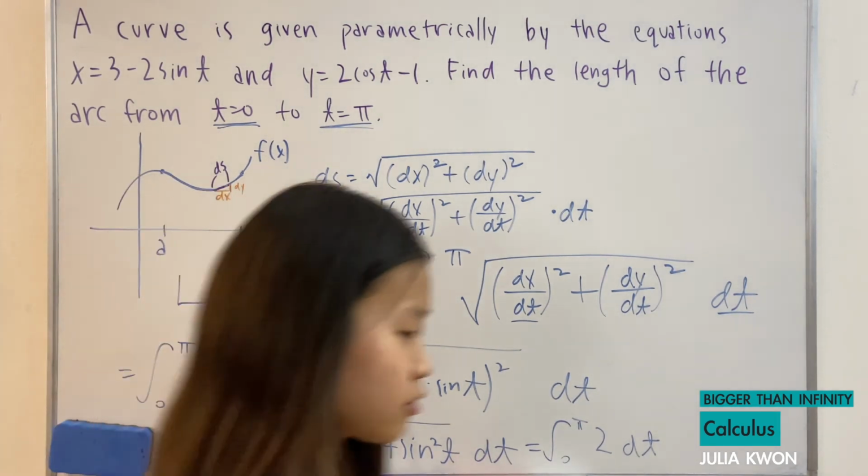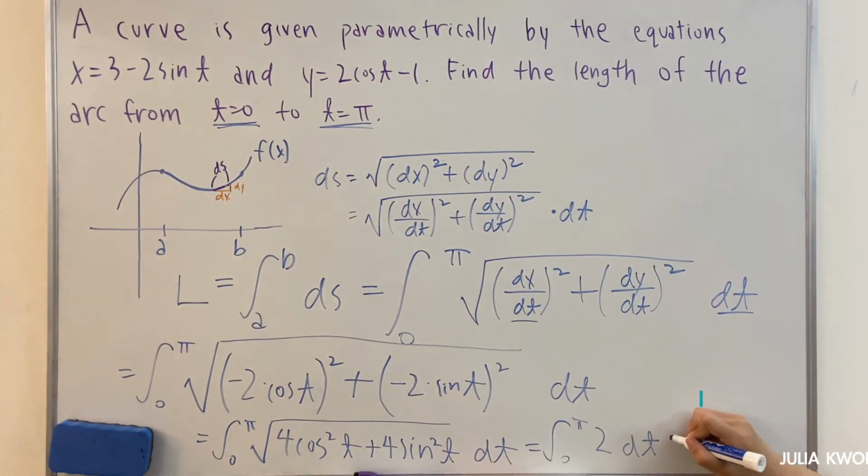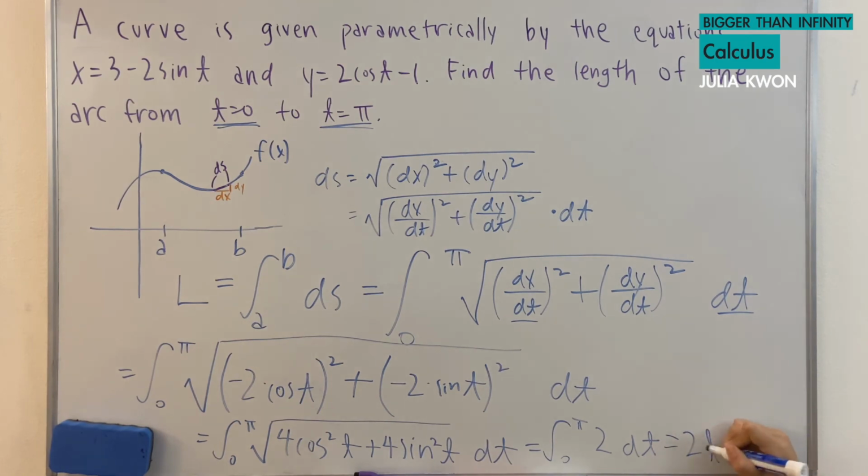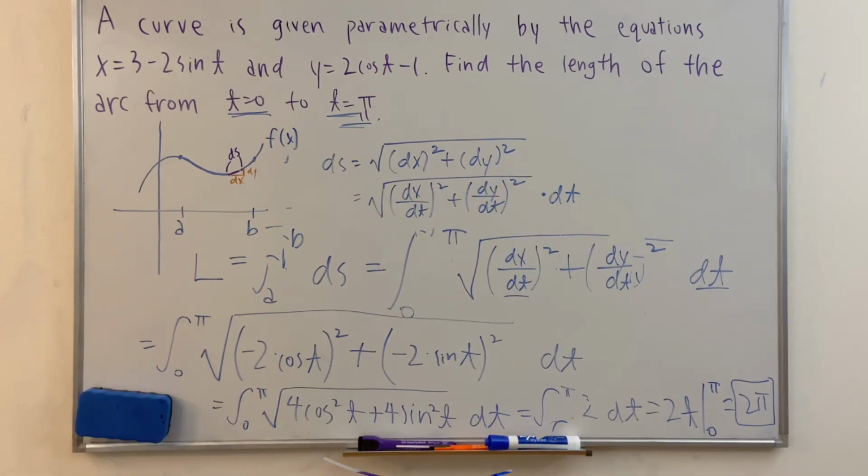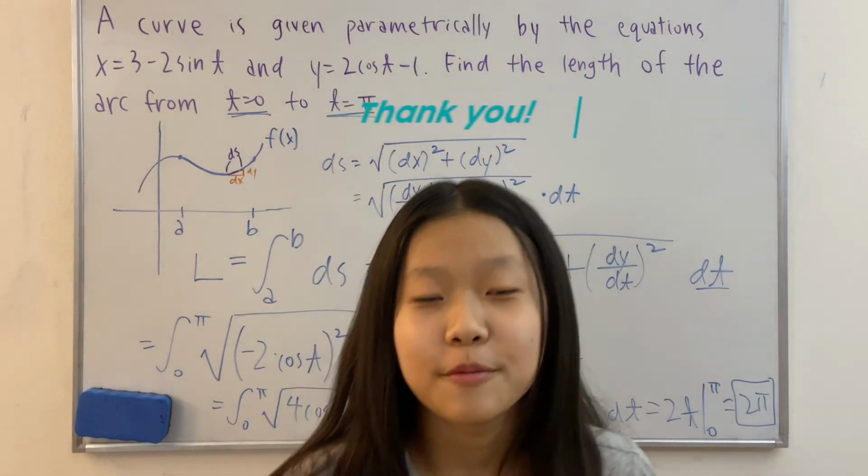And if we take the integral of 2 in terms of t, we just have 2t from 0 to pi, and that would give us 2 pi as our length of the arc from t is equal to 0 to t is equal to pi. Okay, so that would be the end of the video.